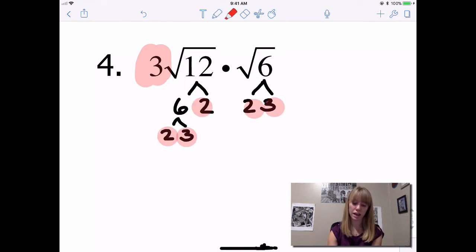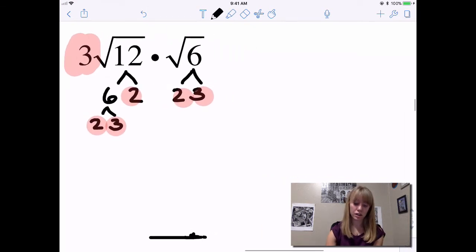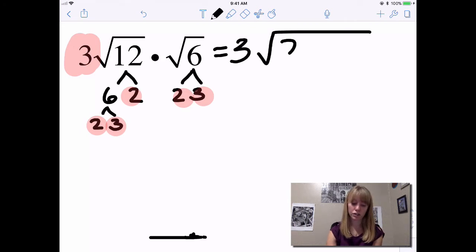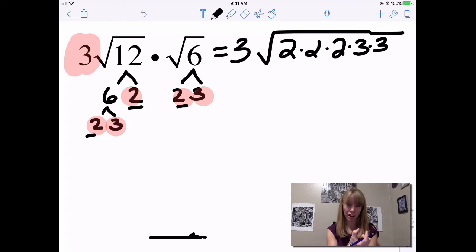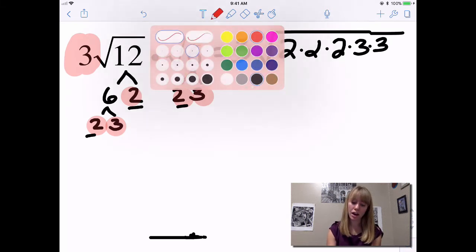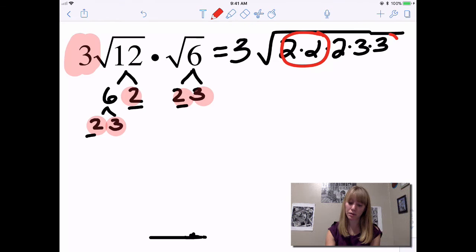So here are all of the ends. So this is equal to 3, and then under the square root, I've got 2, 2, 2, 3, and 3. I always put my numbers that are alike together because then I can see that I'm going to circle some pairs. You don't have to do that, but I think it helps. So notice that I circled my pairs.